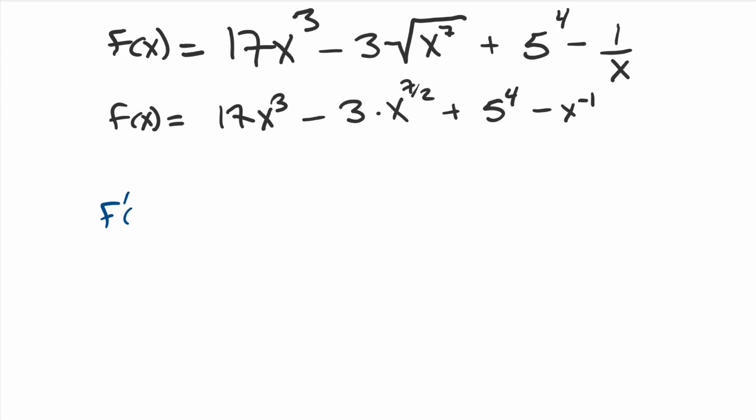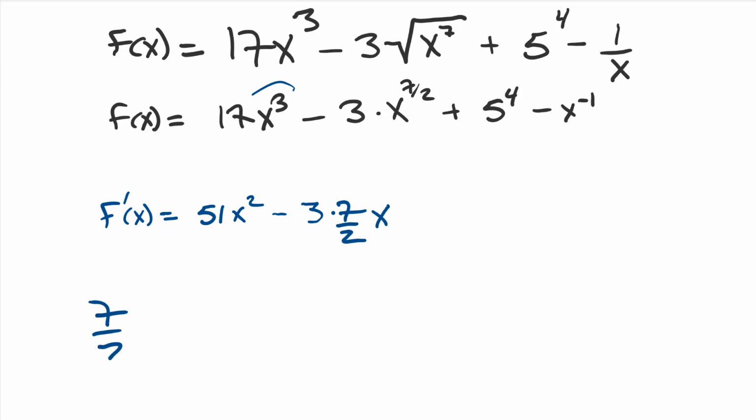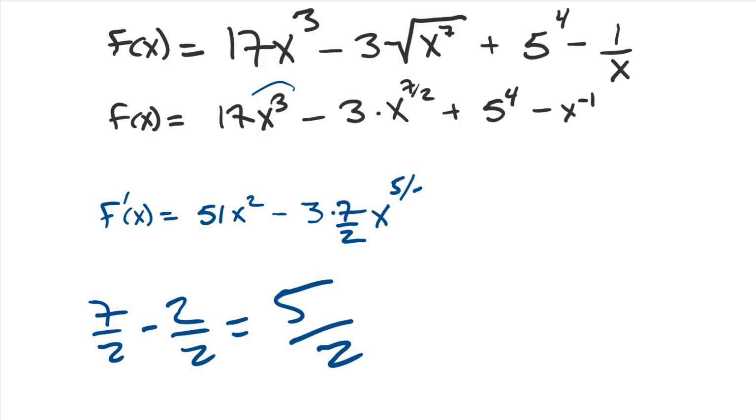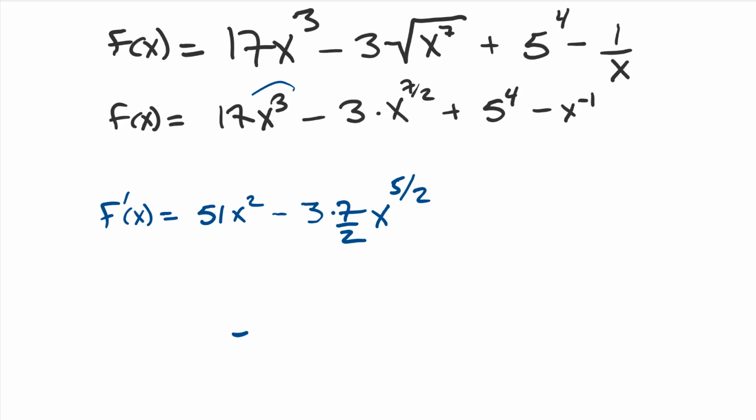So f prime of x. 3 is going to fall to the front, and 3 times 17 is equal to 51. And we're going to lose a power, no big deal. Now I'm going to write the 3, and the 7/2 is going to fall. 7/2 falls. And now we have to subtract 1 from 7/2. What's that? 7/2 minus 1? You mean 5/2? So we slap that 5/2 on in there. The derivative of a constant is absolutely nothing.